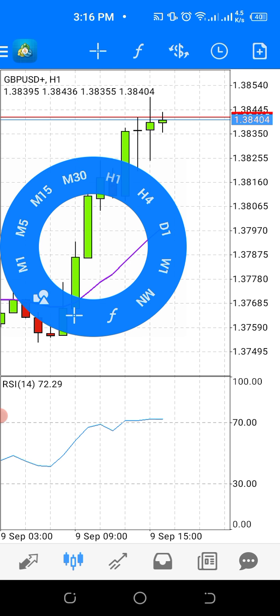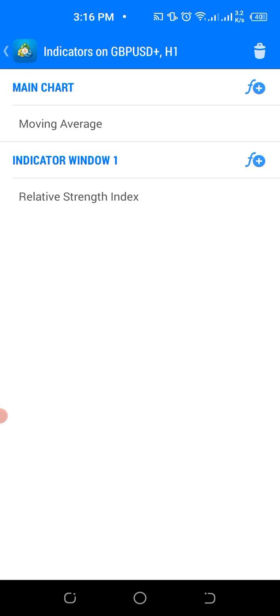Under trend, you're going to see moving average. If you're using a phone, look for F on your chart. Have you seen F? Yes. Click on F. If you have clicked on F, you have too many things.